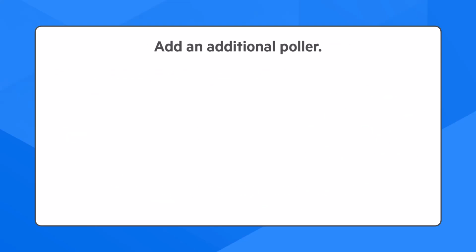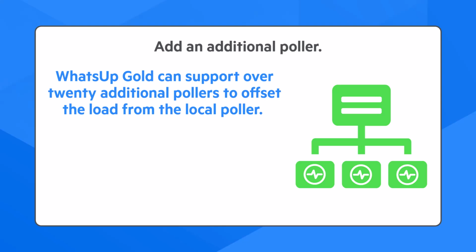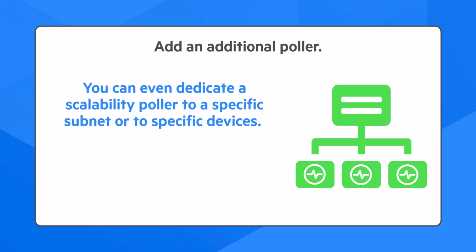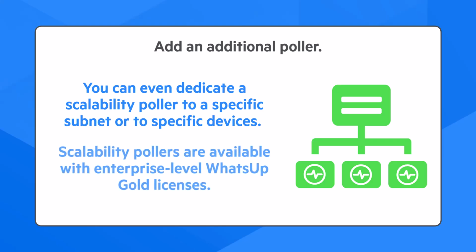Add an additional poller. WhatsUp Gold can support over 20 additional pollers to offset the load from the local poller. These pollers, called scalability pollers, can be used to remove lag from the WhatsUp Gold server by adding additional polling power to the system and by load balancing poller requests. You can even dedicate a scalability poller to a specific subnet or to specific devices. Scalability pollers are available with enterprise-level WhatsUp Gold licenses.